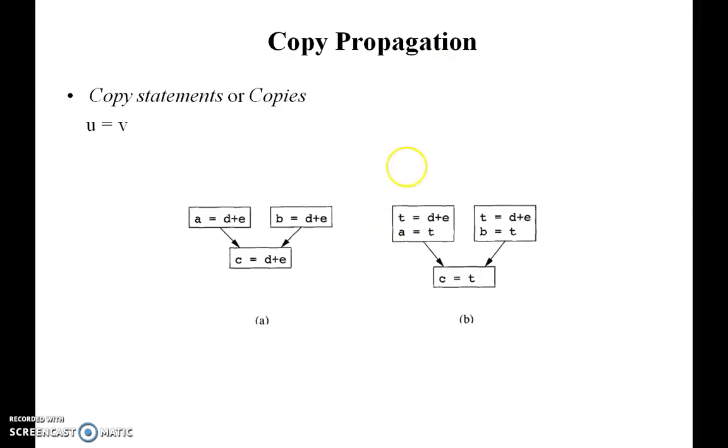Then the next type of method is copy propagation. Here, if you look at A is equal to D plus E, B is equal to D plus E, both values are the same. So we call one more value, and these two values will both be integrated in this common subexpression. Here also it is the same: T is equal to D plus E, A is equal to T, B is equal to T, C is equal to simply T. This will make it simple.